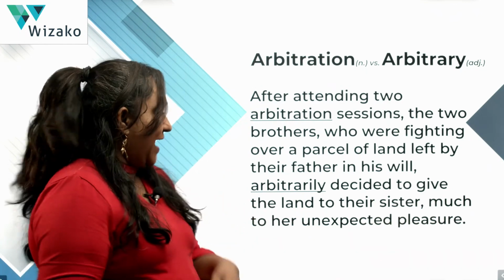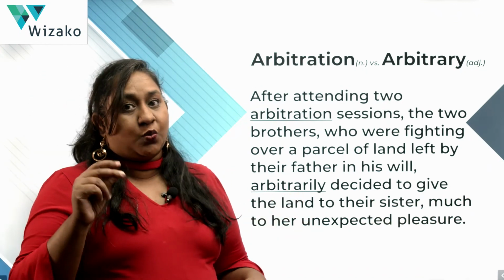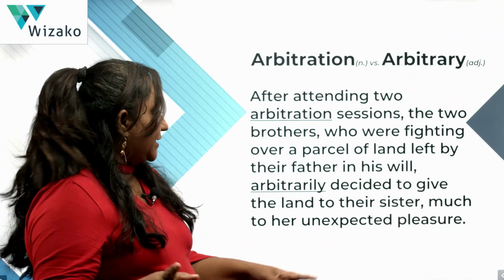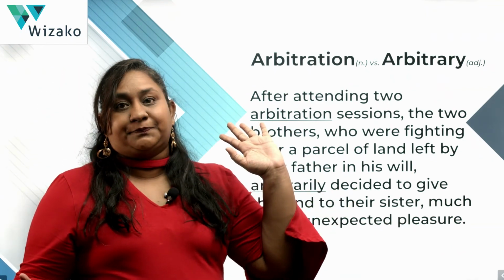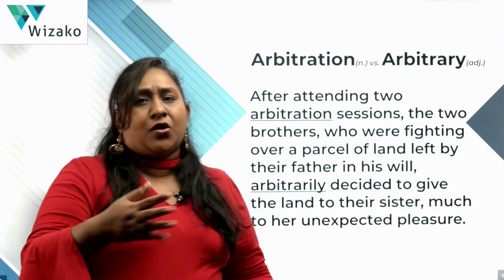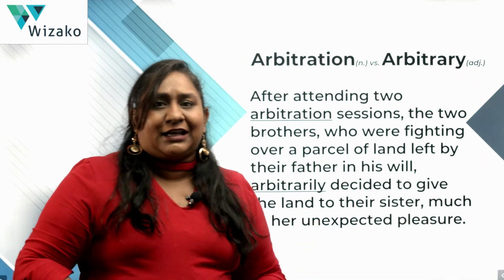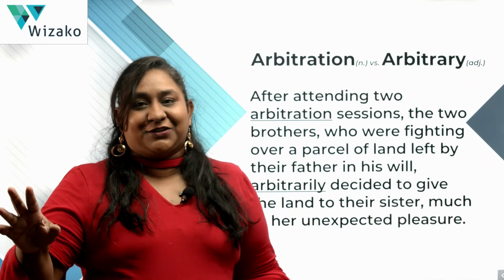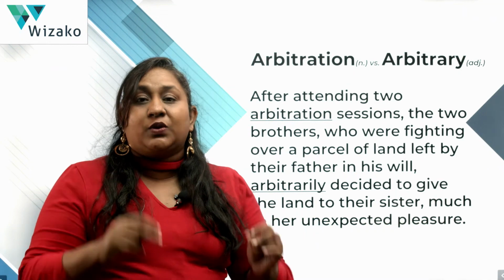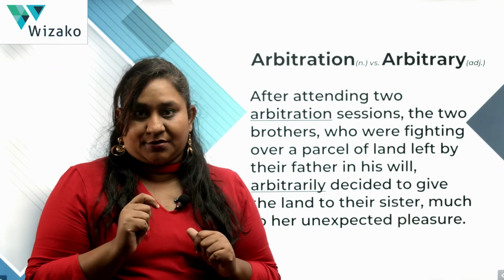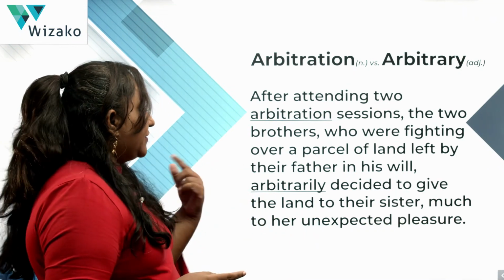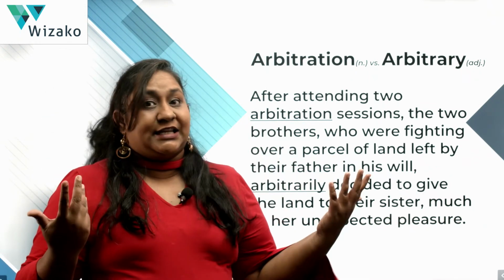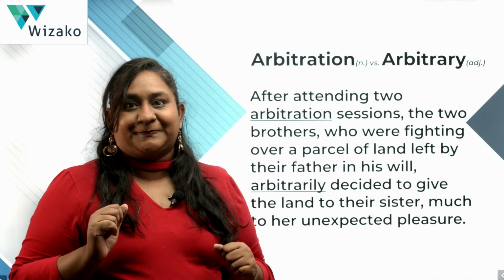But then they arbitrarily, just randomly on a whim, decided, what did they decide? They're giving the land to their sister. So they decided, oh, I'm not getting it, you're not getting it, let's not fight over it, let's just give it to our sister. And they made it on a whim, on a spur of the moment decision. And that's why we're saying they arbitrarily decided, it's neither of ours, let's give it to the sister.